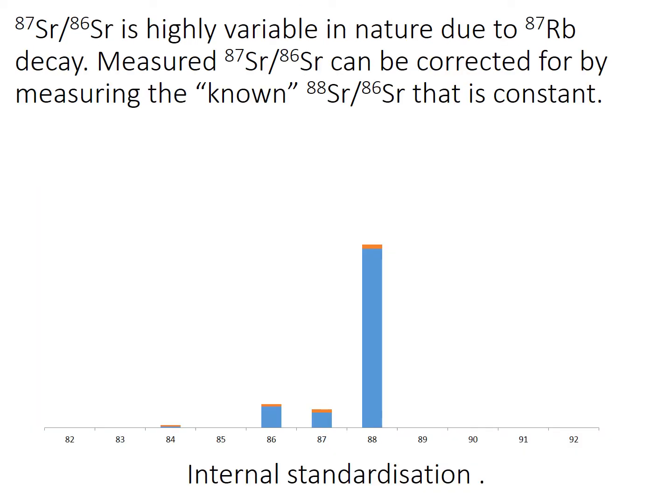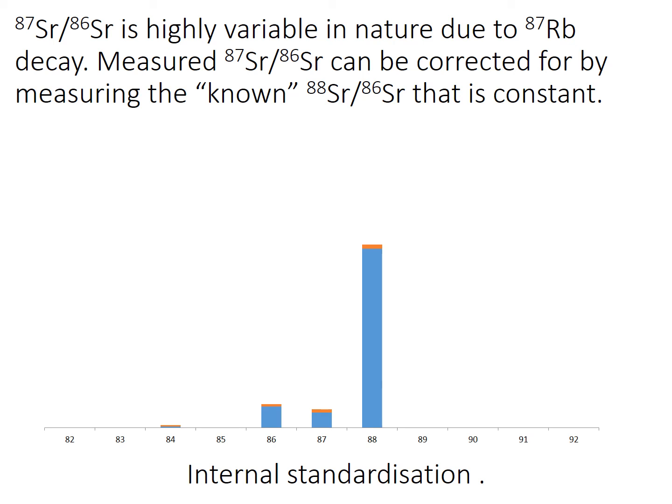Okay, so one of the problems we've covered is this mass bias. We're preferentially measuring more of the heavier isotope than we would normally. So we could standardize our measurements with an external standard. We could measure a strontium isotope composition that we know either side of our samples.